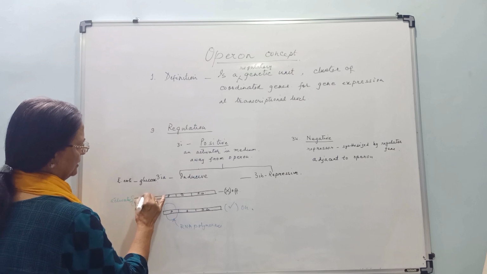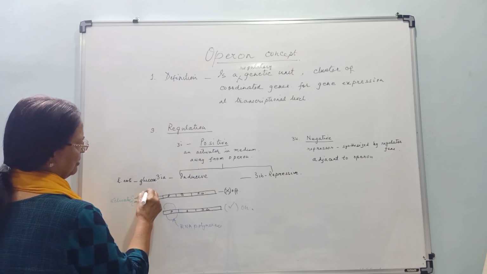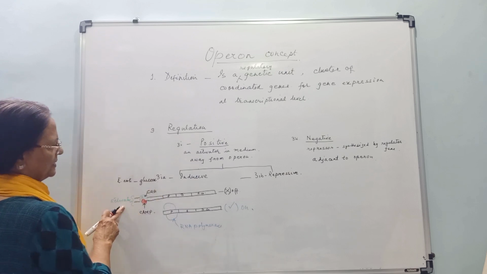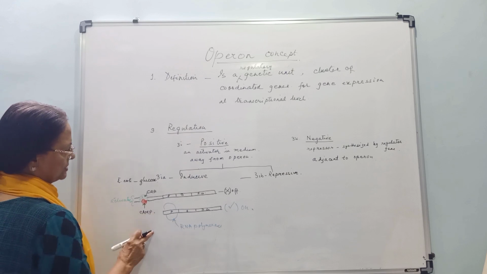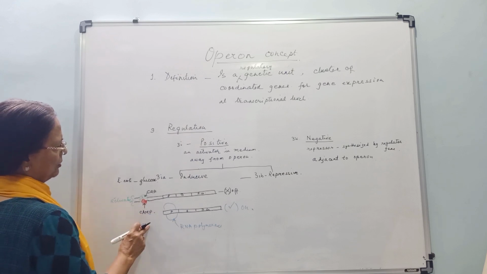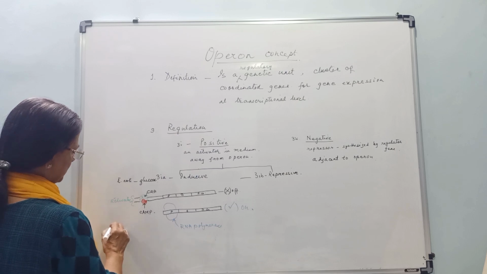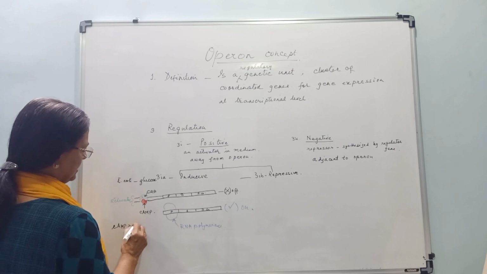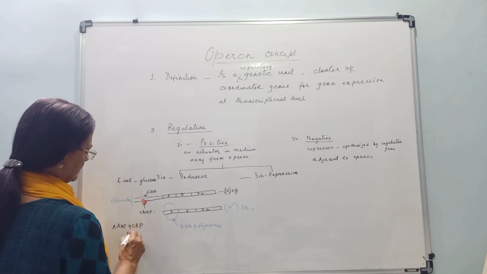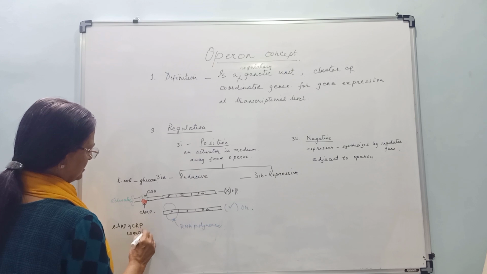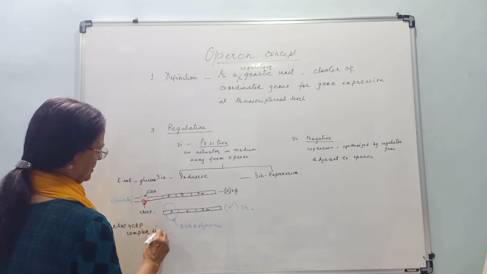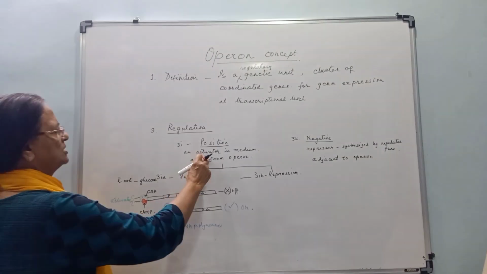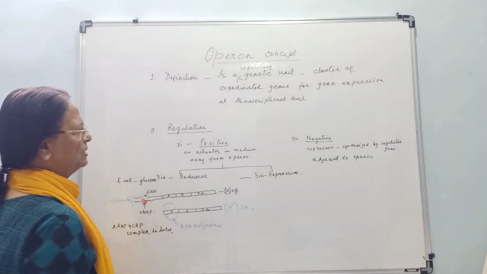and that is attached to the CRP, catabolite regulatory protein, that acts as an activator. This activator, consisting of cAMP and CRP, the cAMP-CRP complex, induces transcription. It starts transcription. This is known as positive inducive regulation.